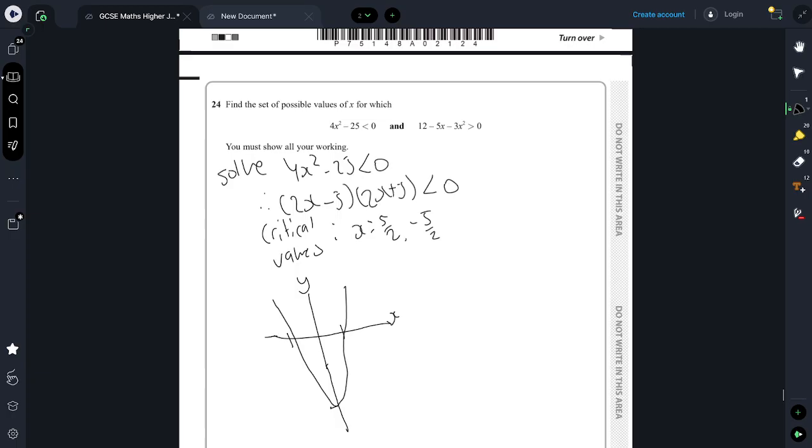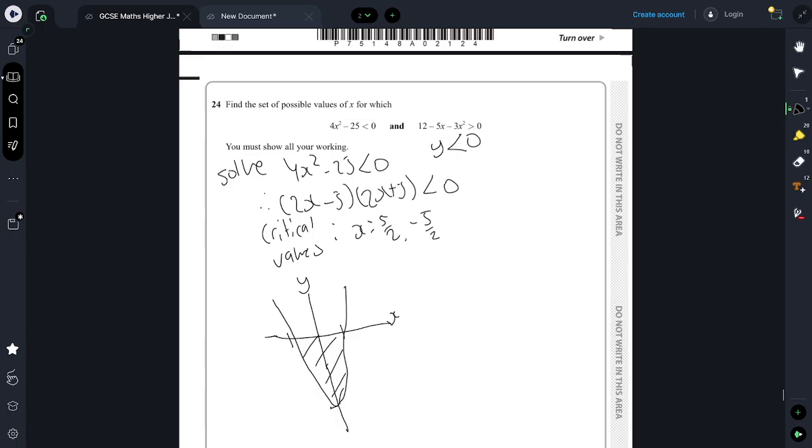So what is this telling us? Well, if say this is y, the curve here is y. So y is 4x squared minus 25. It's saying y has to be strictly less than 0. This means y has to be below the x-axis, right? This is where y is negative. Y is less than 0.